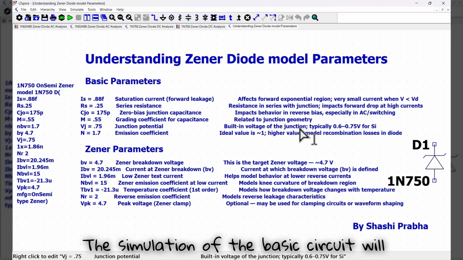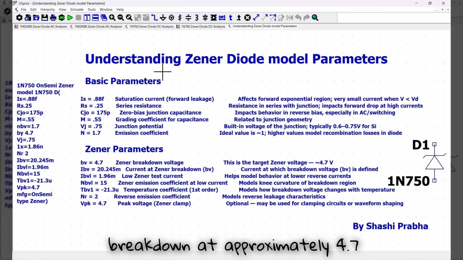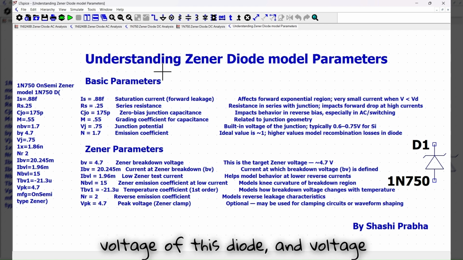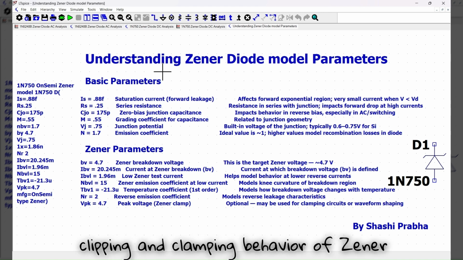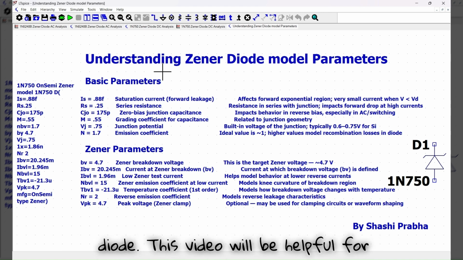The simulation of the basic circuit will help you understand the forward conduction of the diode, reverse breakdown at approximately 4.7 volt, which is the Zener breakdown voltage of this diode, and voltage clipping and clamping behavior of Zener diode, and current flow through the Zener diode.